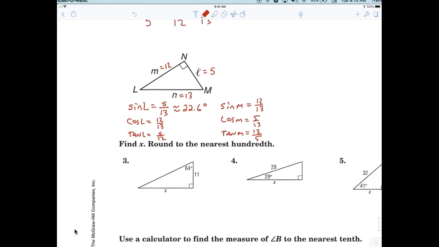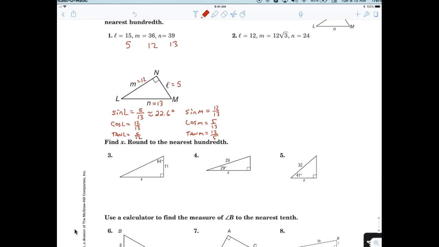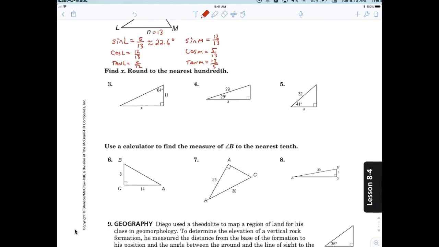What now? I was wondering how you got the degree. So you do inverse sine. Just listen. Hit the second button and then sine. And then type in 5 divided by 13. Then hit enter. All right? We'll get to that though.